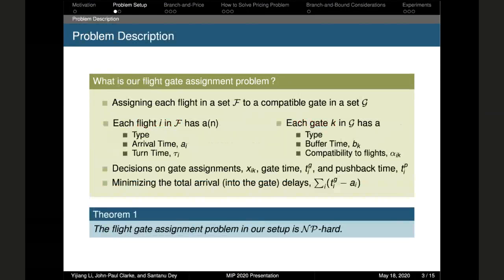And what are we doing in this problem? We're assigning each flight in a set F to a compatible gate in a set G, and each flight and each gate have their corresponding parameters associated. We're deciding on the gate assignment choices x_ik, gate times T_iG and pushback times T_iP, and we're minimizing the total arrival delays, which is expressed as the summation over all flights of T_iG minus A_i.